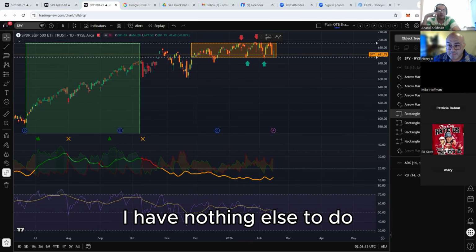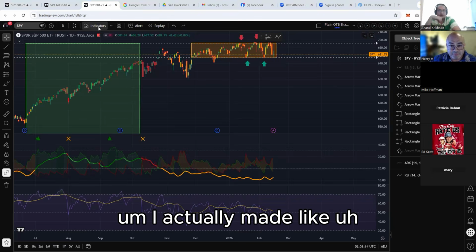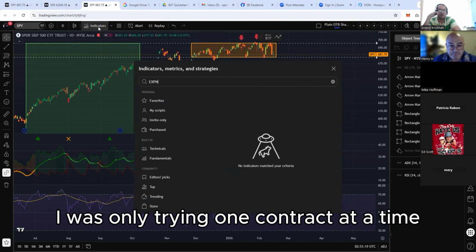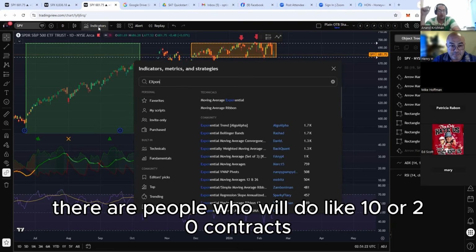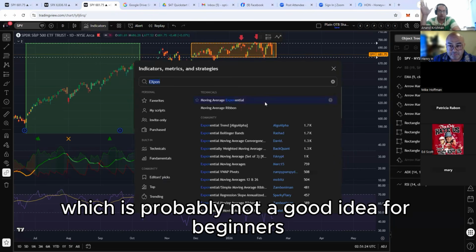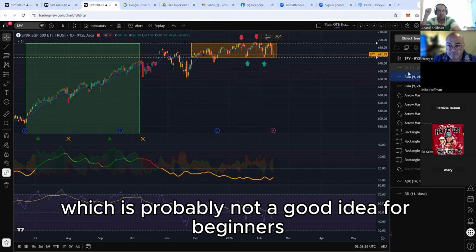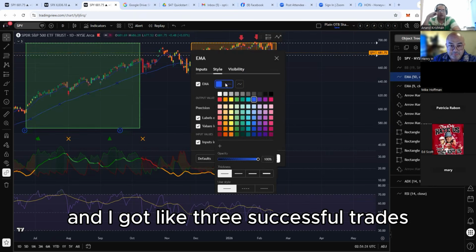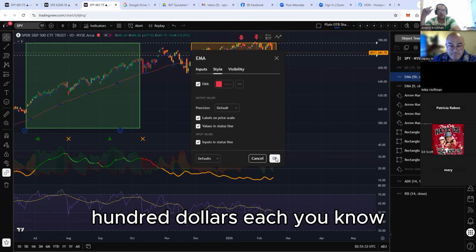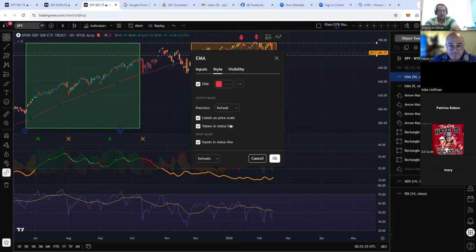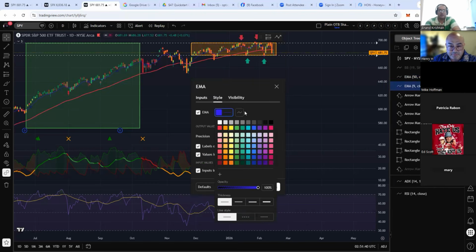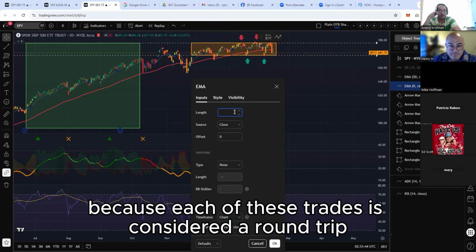If you're like, hey, you know what, I have nothing else to do. I was only trying one contract at a time. There are people who will do like 10 or 20 contracts, which is probably not a good idea for beginners. And so I tested it out, and I got like three successful trades, $100 each, for 3 weeks. Then I basically ran into the rule of pattern day trading, because each of these trades is considered a round trip trade.